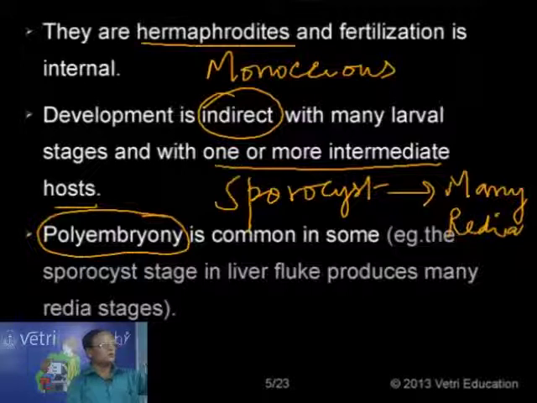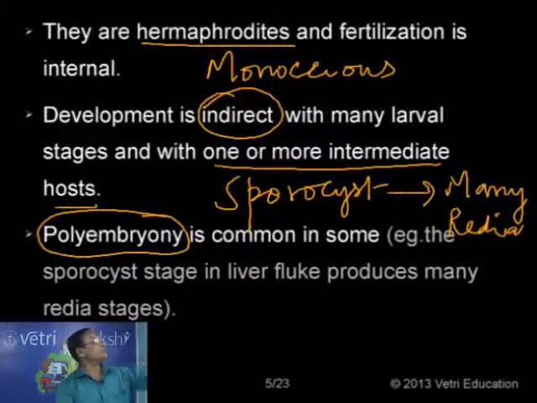A single sporocyst produces many redial larvae, and that is the best example of polyembryony in the case of the liver fluke. As I mentioned, the sporocyst stage in the liver fluke produces many redial stages, and each redia develops into another larva. So that is a known example of polyembryony you can see in the liver fluke. That is another question also.